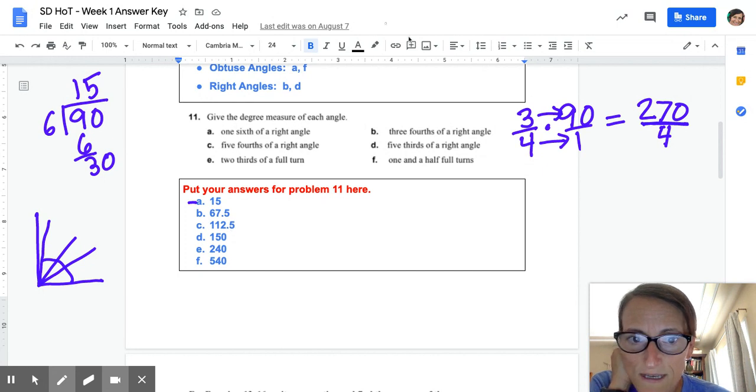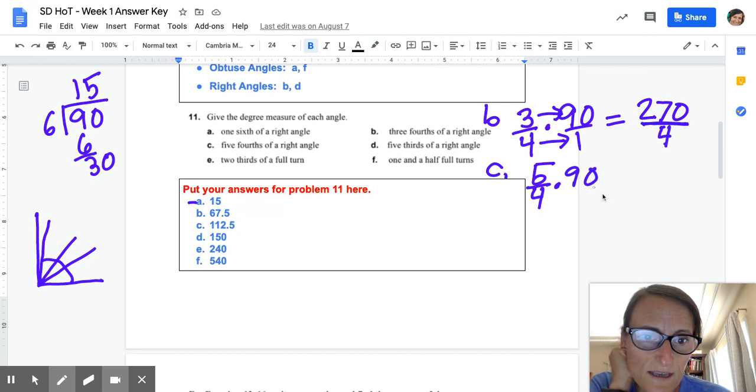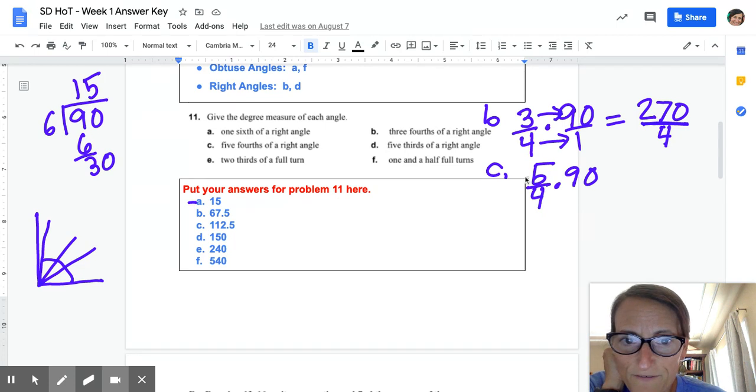For C, you would do that similarly. For C, you have 5/4 of a right angle, so you would do 5/4 times 90, and you could follow the same steps. Or if you already knew that 1/4 of 90 was 22.5, then you could multiply that by 5.